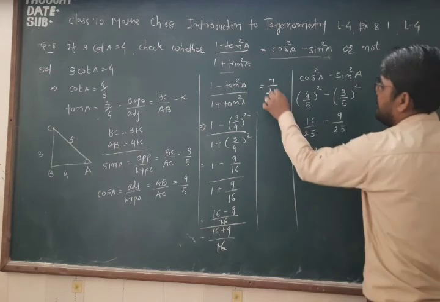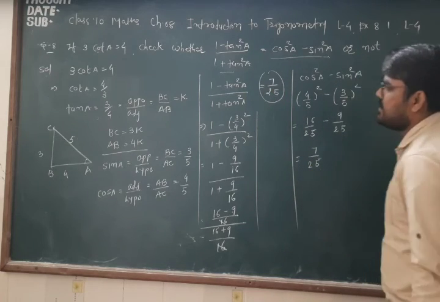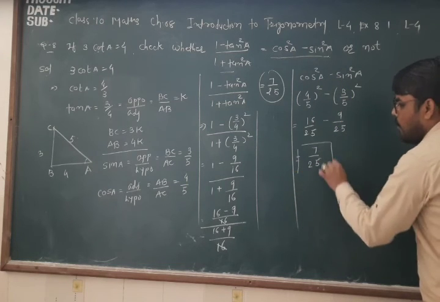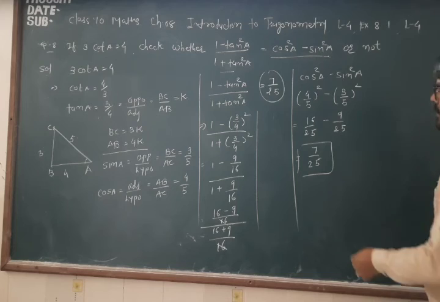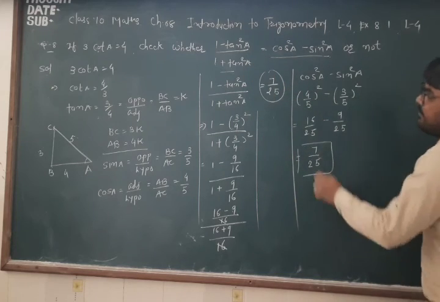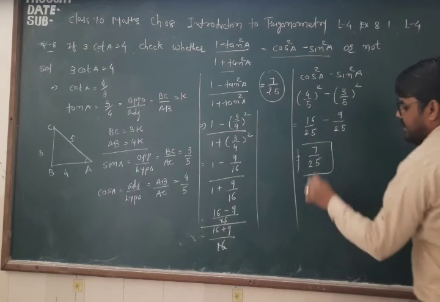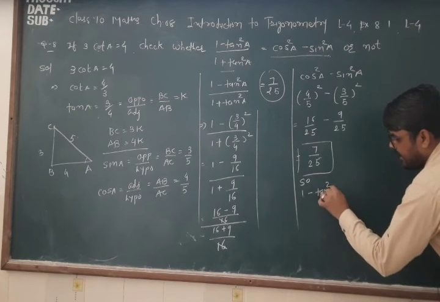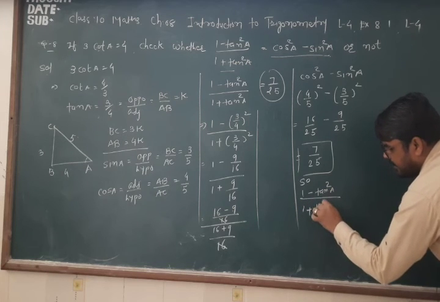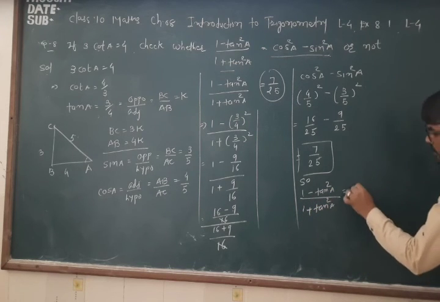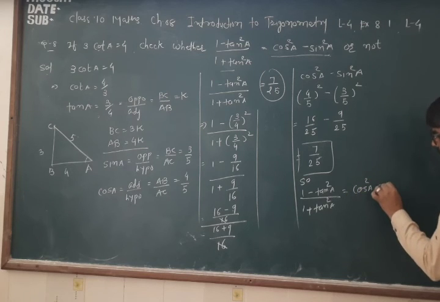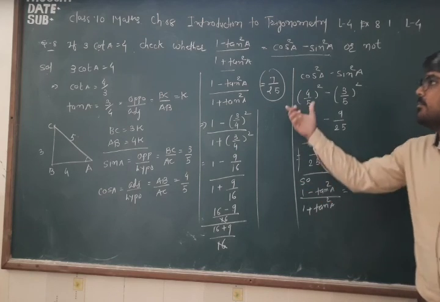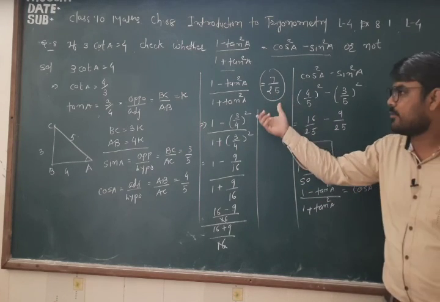Friends, look at here, the value of 1 minus tan square A by 1 plus tan square A, and the value of cos square A minus sin square A, that is quite equal. So we can write 1 minus tan square A upon 1 plus tan square A equal to cos square A minus sin square A. We were asked to check whether they are equal, so both are equal from the calculations.